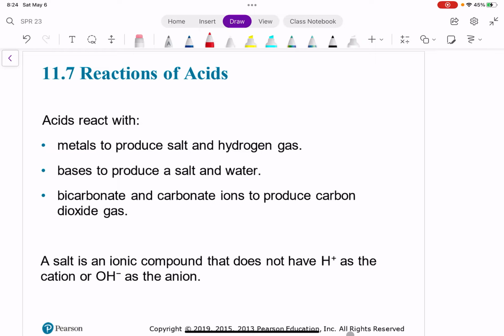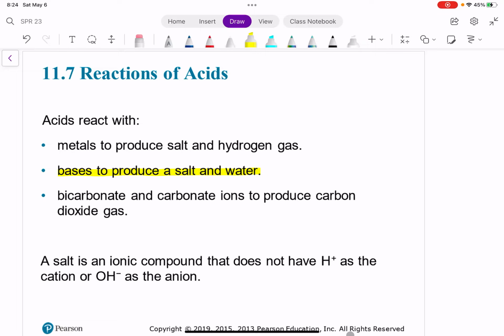Acids can also react with bases to produce salt and water. They can also react with bicarbonate and carbonate ions to produce carbon dioxide gas. But in this video, we're really going to focus on this acid-base reaction where they produce salt and water. So just like in a combustion reaction, our products can clue us into the fact that we have a combustion reaction, because we'll get CO2 and water.